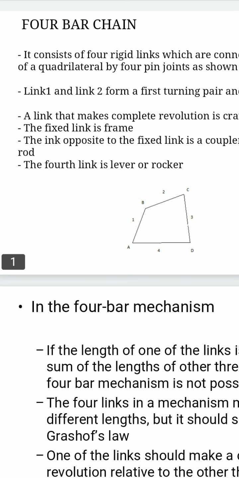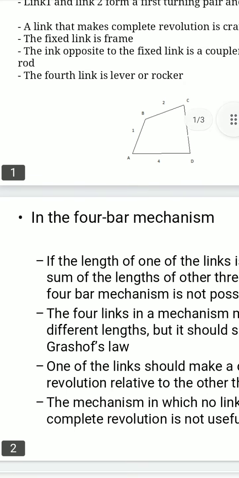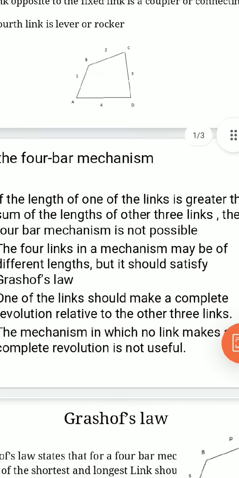So if you summarize, it consists of four rigid links with turning pairs. The link which rotates is the crank, the link which is fixed is the frame, the link opposite the frame is the coupler, and the last link is what we call a lever or the rocker, right? So what are the conditions a four-bar mechanism should satisfy?